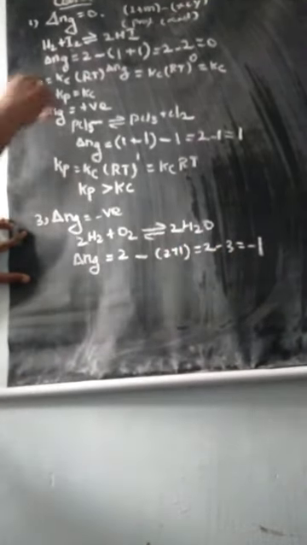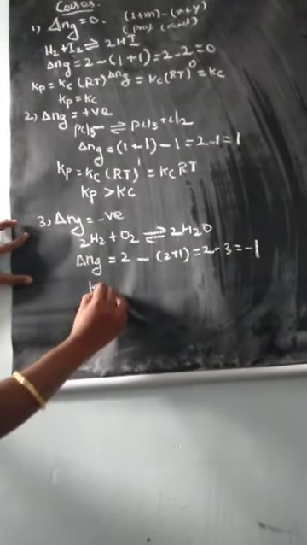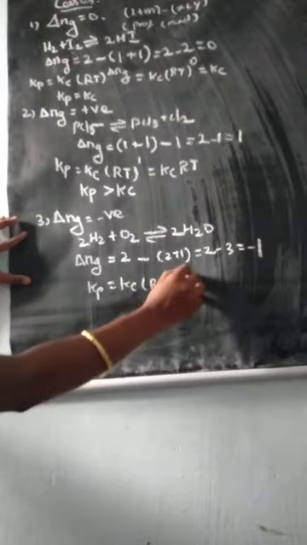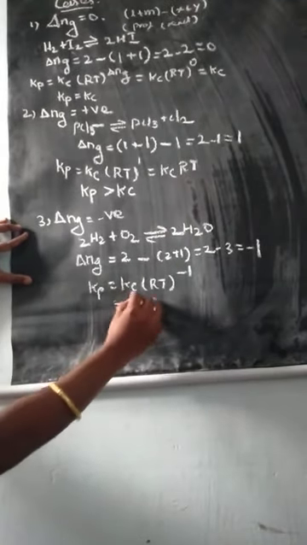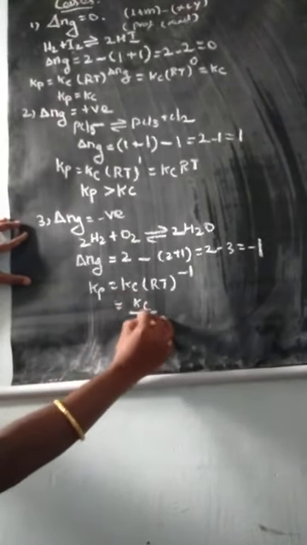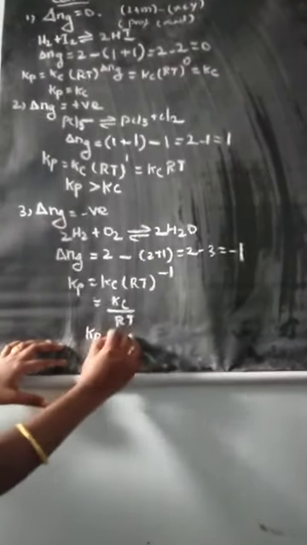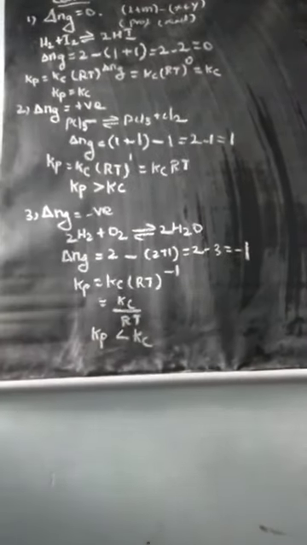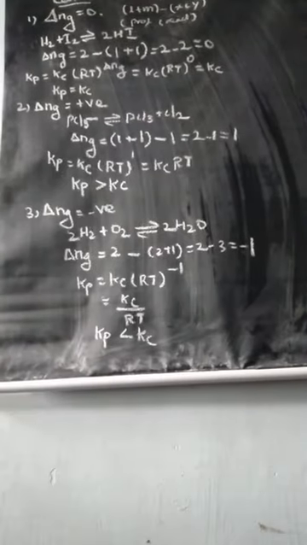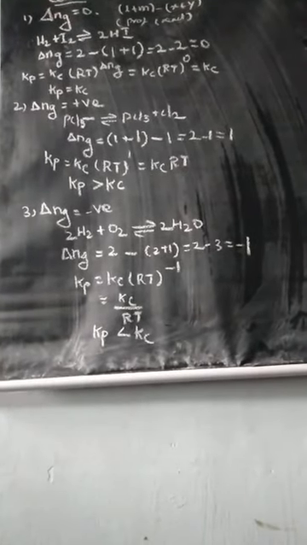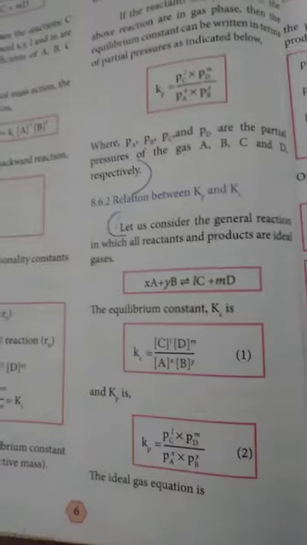Can you substitute the value? Formula Kp is equal to Kc into RT power minus 1. So you will get the answer Kc divided by RT. So this relation you can write Kp less than Kc. So these are the cases of the relation between Kp and Kc. Understand this? Now take page number 6.